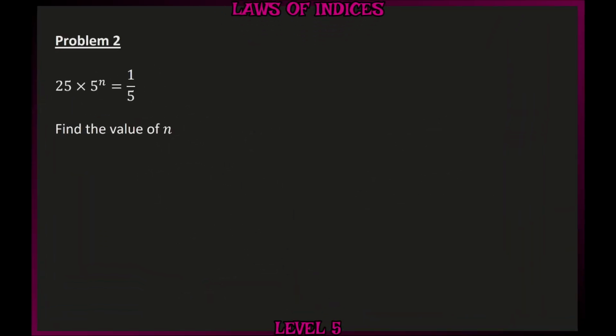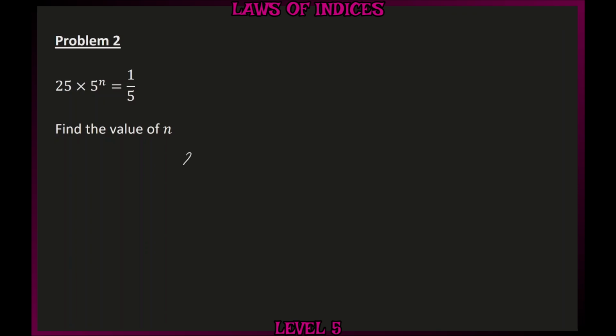In problem 2, we're told that 25 multiplied by 5 to the power of n is equal to 1 over 5, and we need to find the value of n. Now, in problems like these, and in order to be able to use our laws of indices, we need to write each value on both sides of the equation to a power of the same number. In this problem, we can see that 25 and 5 can both be written as powers of 5.